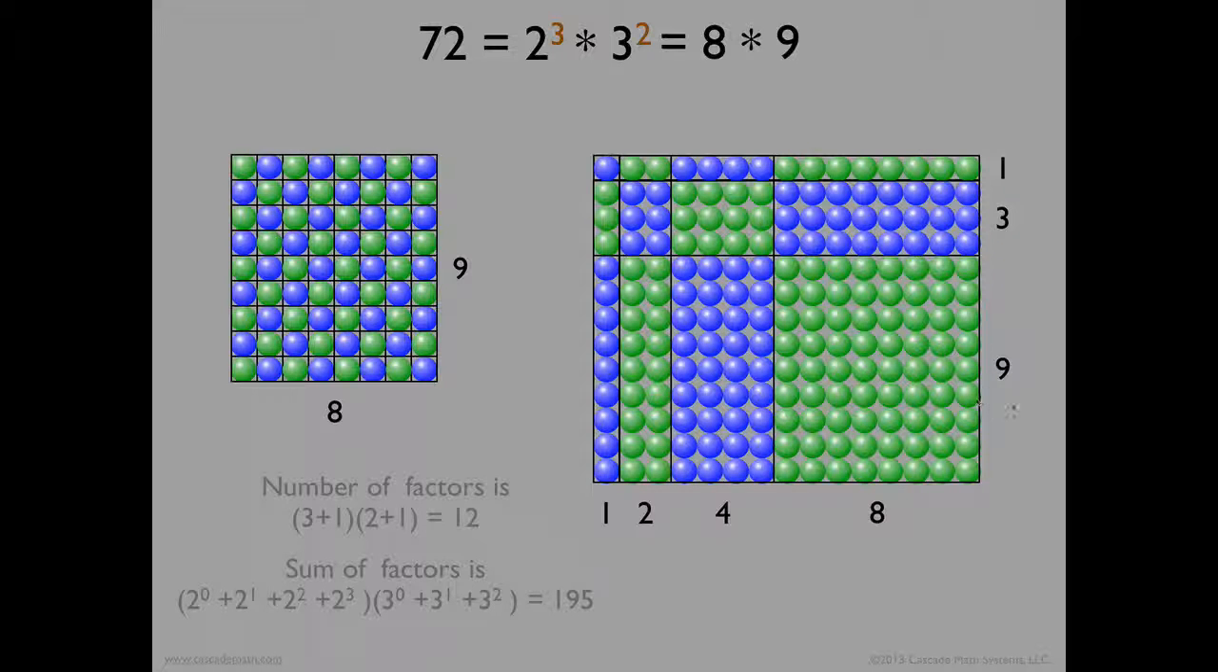Finally, we can look at all of the different factors. So the number of factors is 3 plus 1 times 2 plus 1, which is 12. And you can see that those are the number of boxes. And the sum of the factors, we're just looking at a rectangle.